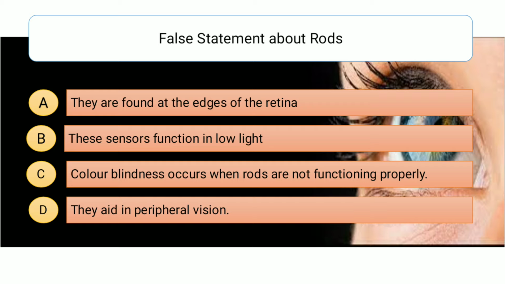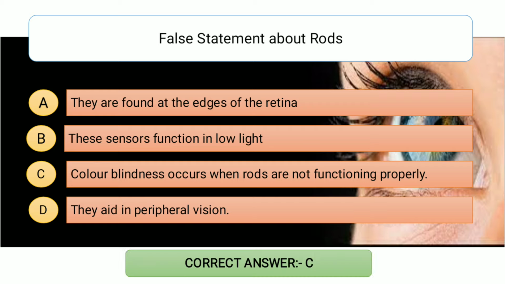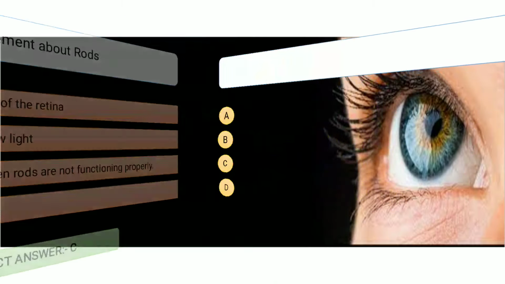So students, you know that rods, that is these sensors, are functioning in low lights and are found at the edges of retina, right? Therefore these 2 points are correct. Also they aid in peripheral vision, therefore the last point is also correct. Whereas the third option, color blindness occurs when rods are not functioning properly, that sentence is wrong, because typically color blindness occurs when cones are not working properly. Therefore the correct answer of this question is option number C. Then moving to the next question.